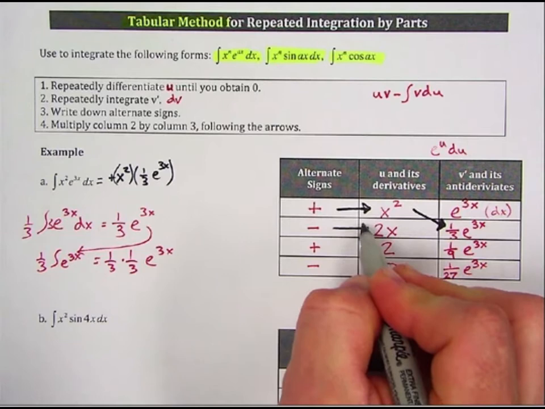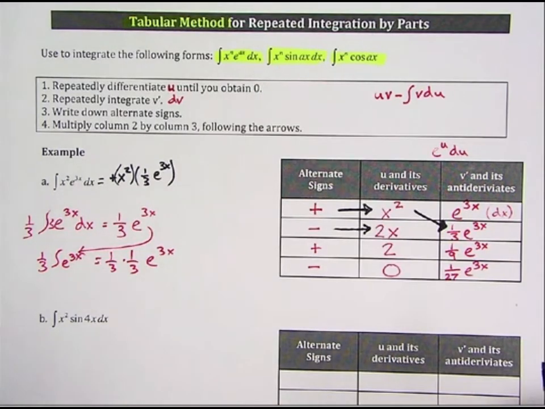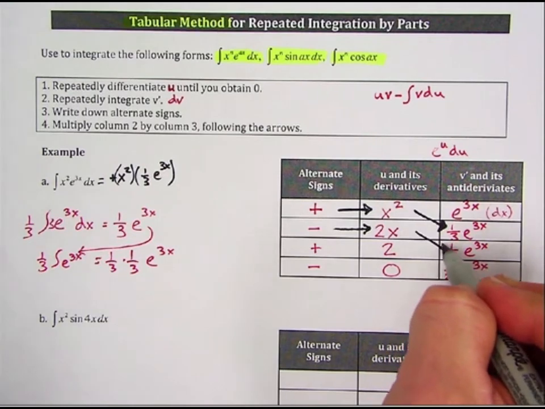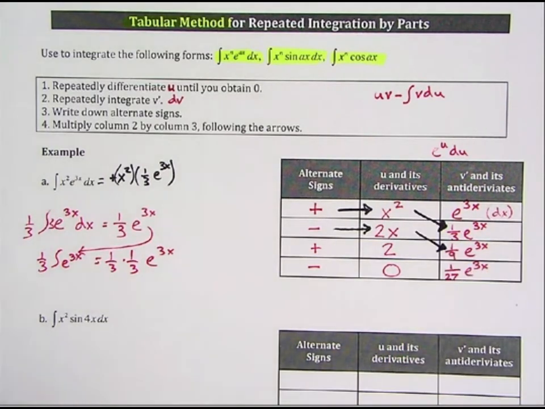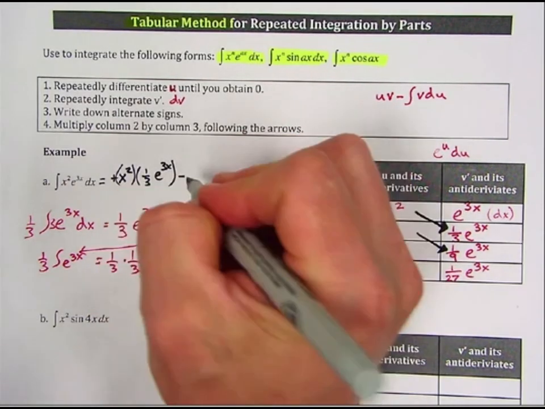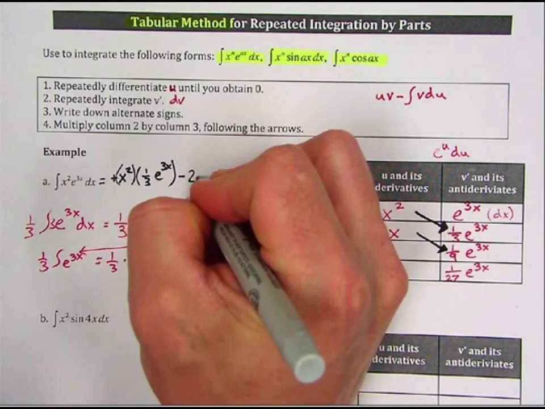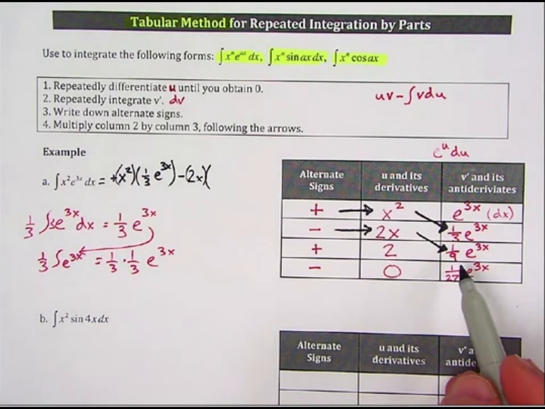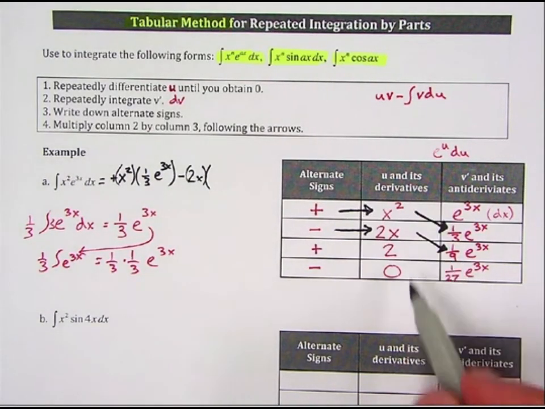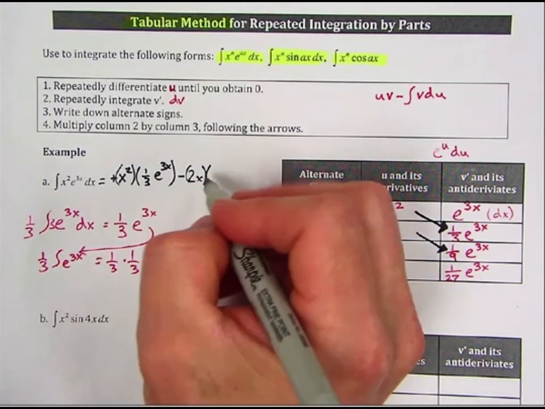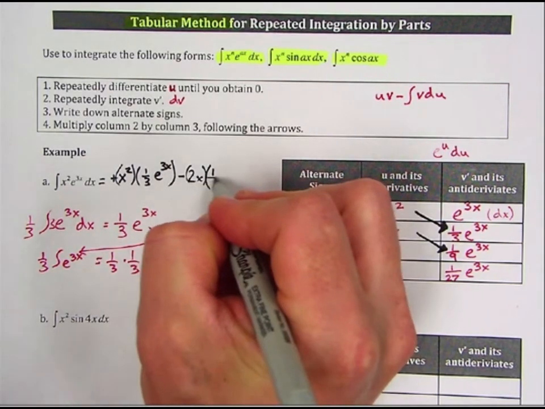So this negative is going to apply to the 2x. And then it's going to multiply by, diagonally, 1/9 e to the 3x. Here's your minus. It's just a structured method for finding all the derivatives and all the integrals and then combining them all at once. So this is faster? Faster. This would take forever to do the other way.